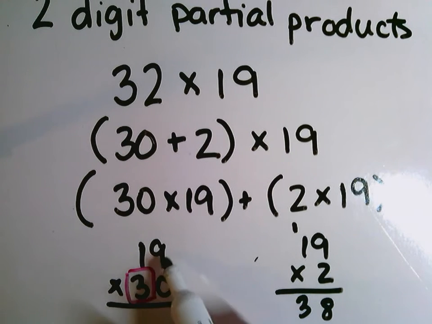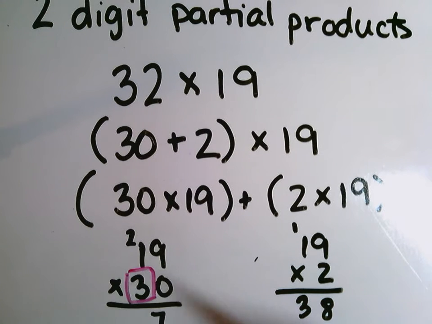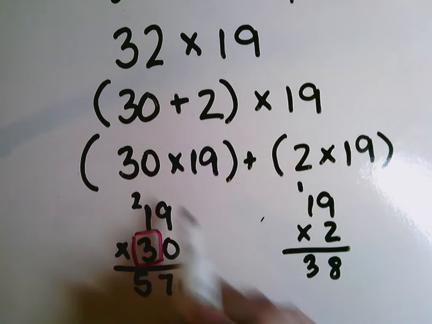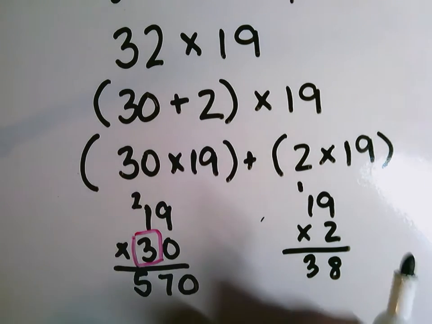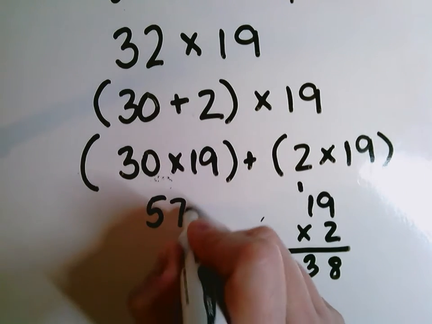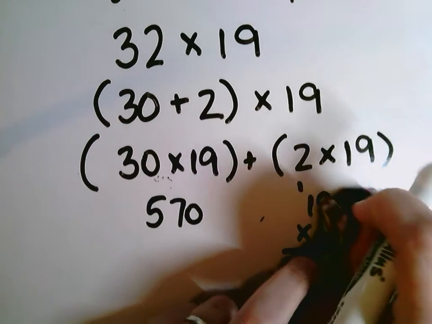3 times 9 is 27. 3 times 1 is 3, plus 2 more is 5. And then to make it, instead of 3 times 19, 30 times 19, I'm going to just put that 0 on the end. So I have 570. So for this partial product, 30 times 19, I have 570. And for this partial product of 2 times 19, I got 38.